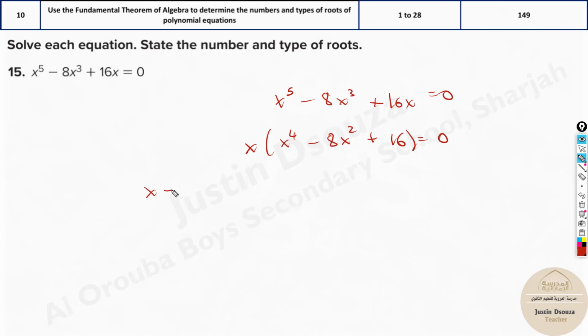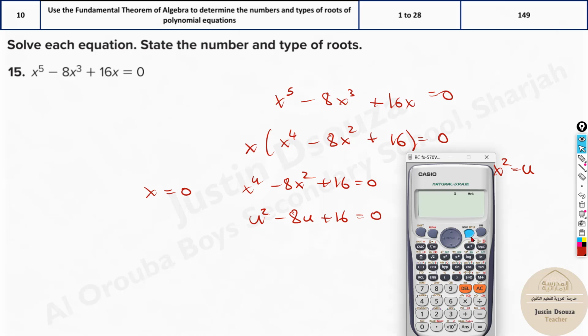So it can be equated as x is equal to 0, and x power 4 minus 8x squared plus 16 is equal to 0. Assume x squared is equal to u. So it is u squared minus 8u plus 16 equals 0. Now we use the calculator and solve this quadratic. Mode 5 and 3. Over here it's 1, minus 8, 16. And what are the answers? It's 4. That's it. See, now over here you must be careful.